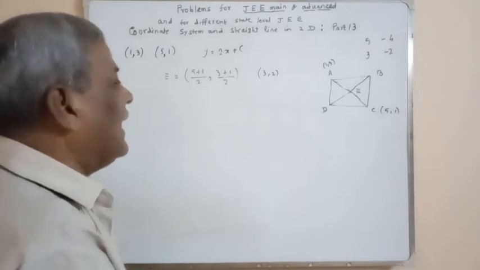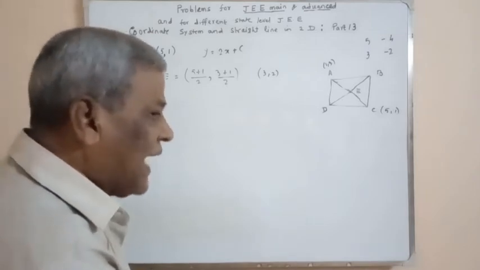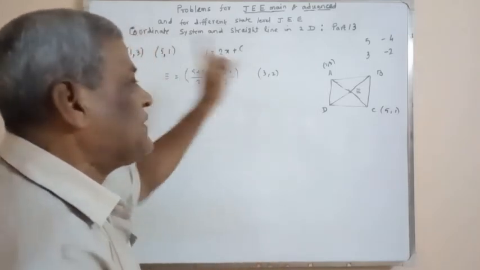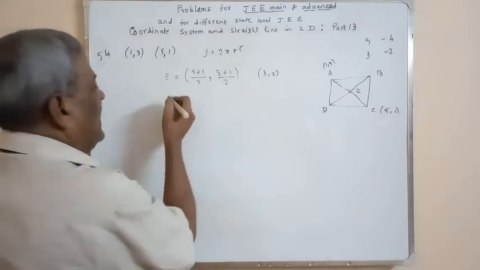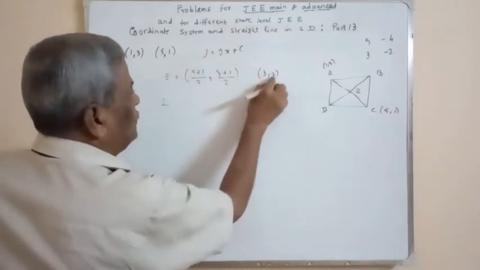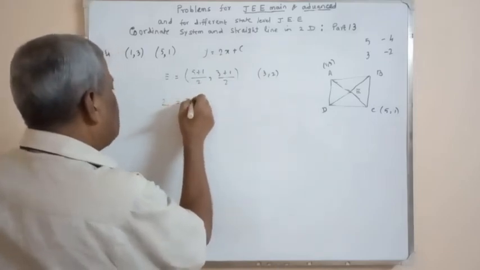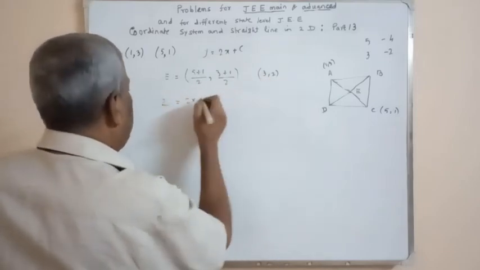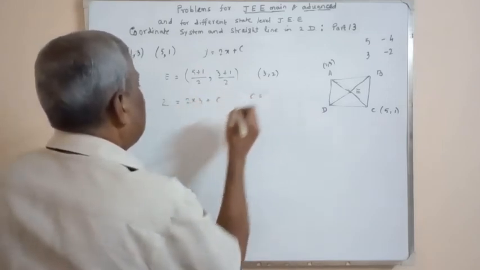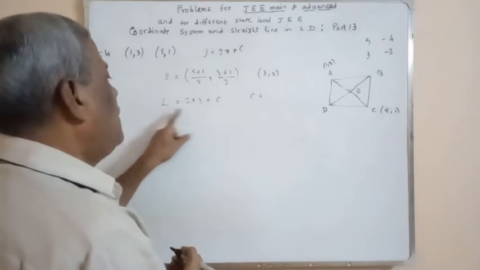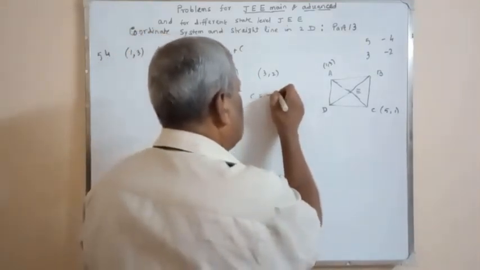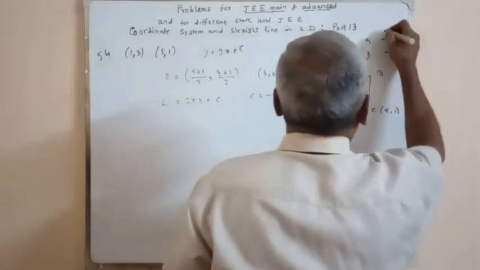Obviously, E lies on the BD diagonal also, that means this diagonal. So it must satisfy the equation. Therefore, we must have 2 = 2 into (3) + c. So it gives us c = 2 - 6, that is -4. c = -4. So option B is correct.